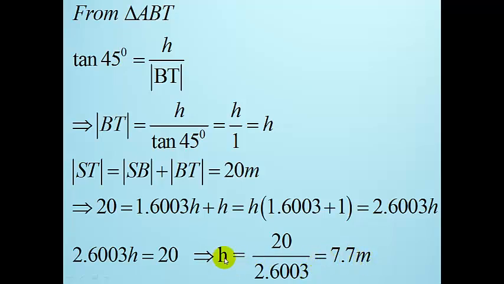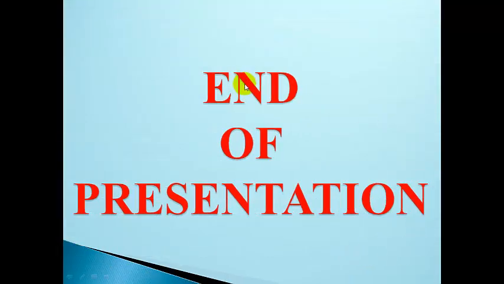That is the height of the vertical pole, 7.7 meters. This is the end of our presentation on trigonometry.